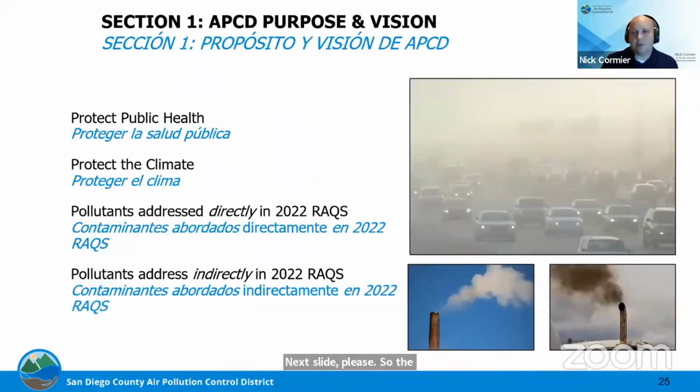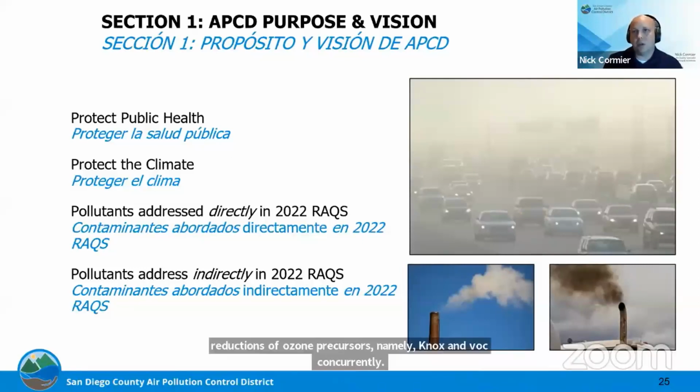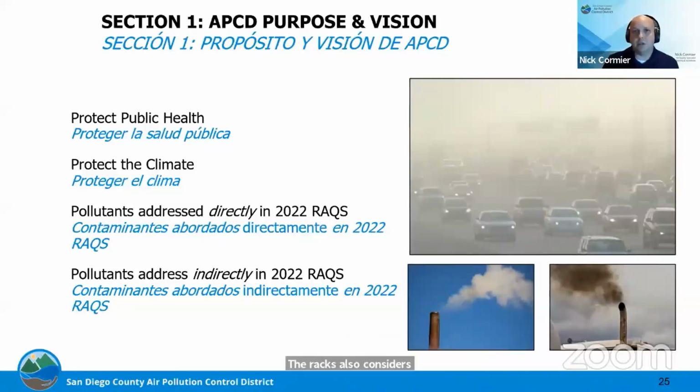Though the 2022 RAQS must primarily address ozone, we can also have parallel goals that address other sources of air pollution. The two overarching goals in the document are to protect public health and to protect the climate. To accomplish them, the 2022 RAQS first focuses on direct emission reductions of ozone precursors, namely NOx and VOC. Concurrently, the RAQS also considers co-benefits and indirect emission reductions of GHGs and PM where applicable. Next slide, please.